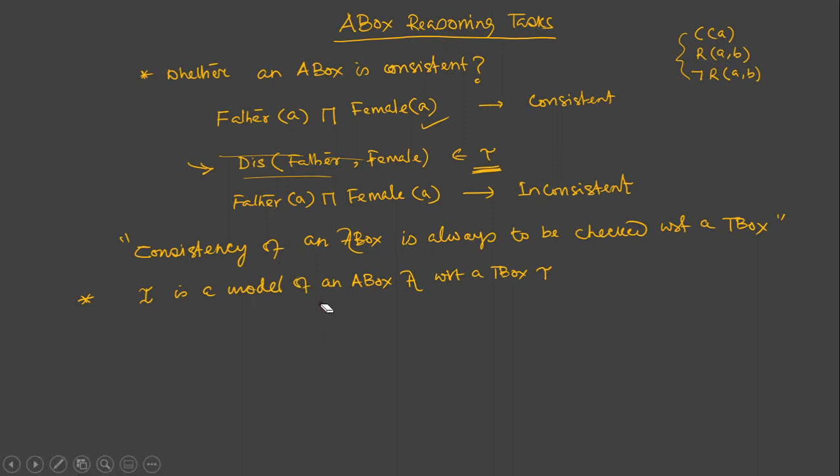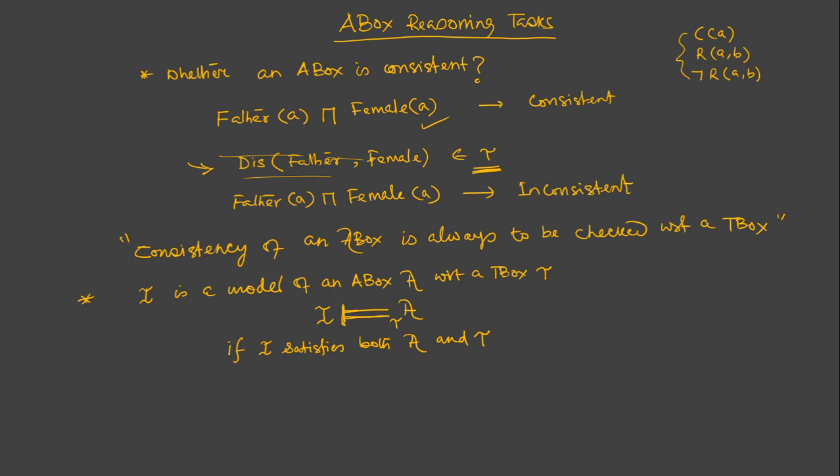and we represent that with I models A with respect to T, right? That is not a simple model, so it is always with respect to a T box T, if this I satisfies both A and the T box T, right?